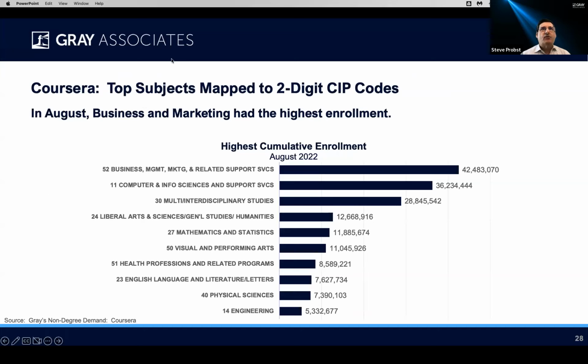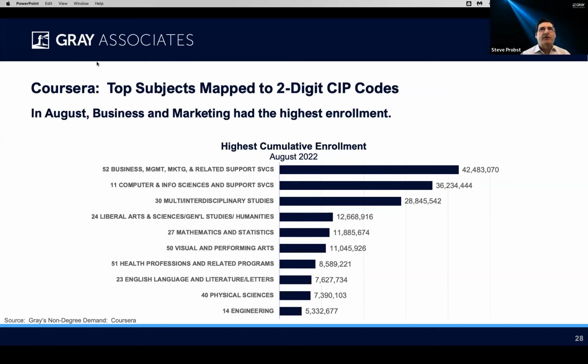The non-degree courses, we track activity for Udemy and Coursera to get a sense of what types of courses students are signing up for and taking, because that may give you ideas for non-degree credentials or even things that may point to a program or other things to include in a program.